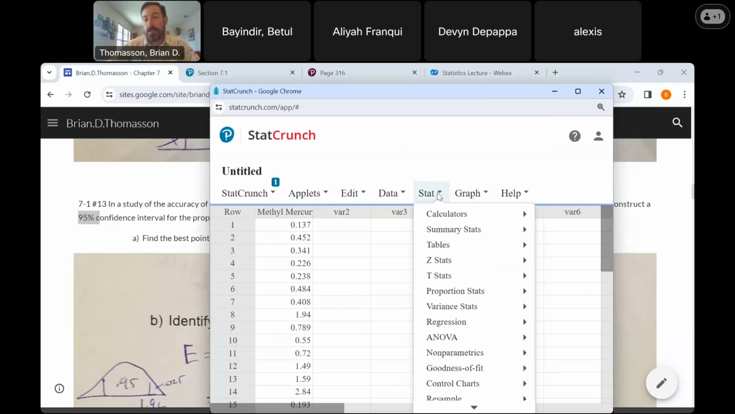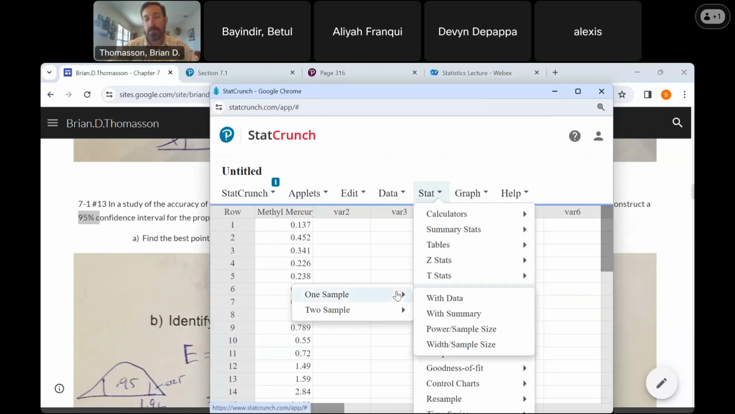We're going to go under Stat. We're talking about the proportions of errors in the McDonald's drive-through. So we're going to go Stat, Proportion Stats, One Sample, and then With Summary. Okay, so that's something you'll definitely want to remember again. So Stat, Proportion Stats, One Sample with Summary.